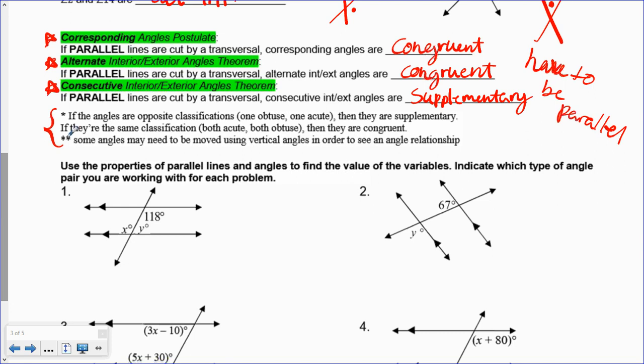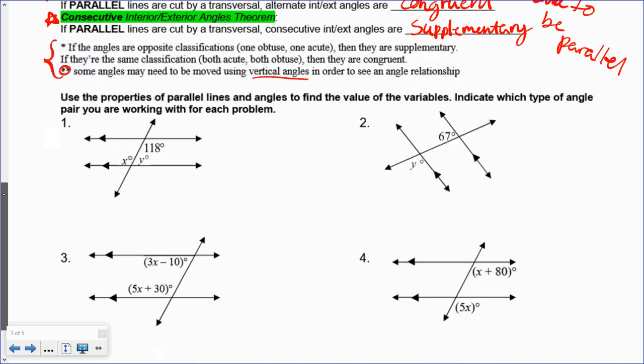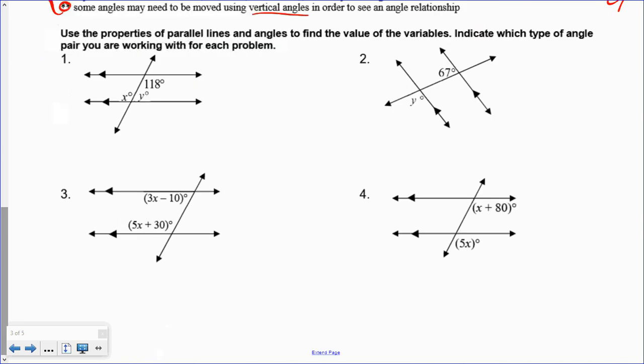And then this one's super important, the double asterisk. Sometimes the angles don't have a relationship to begin with. So you're going to have to use vertical angles to shift one of the labels that you have to an angle that works better. So sometimes you may need to do that. Keep that in the back of your mind. We're going to start with some easier ones and then work our way to ones that are slightly more complicated.